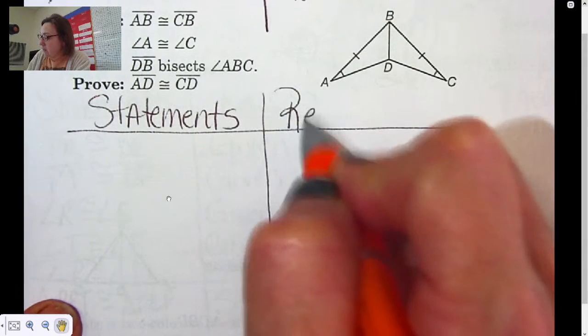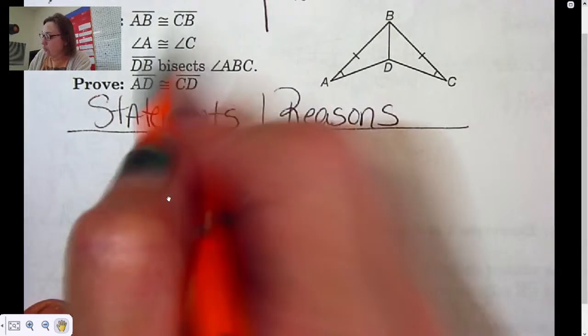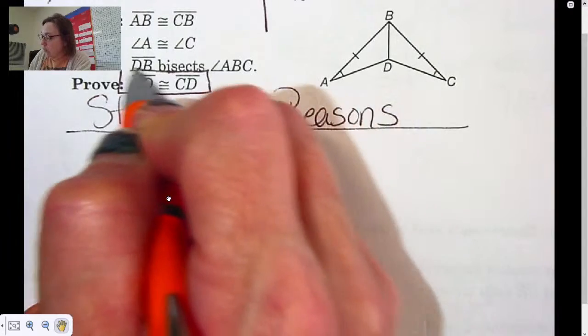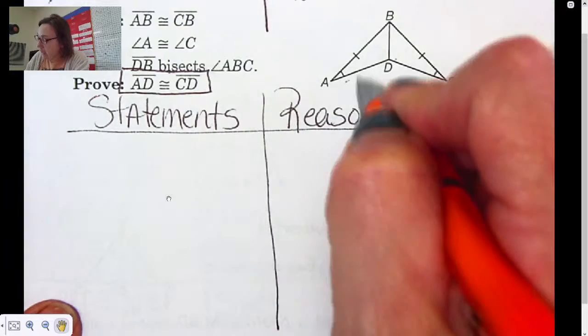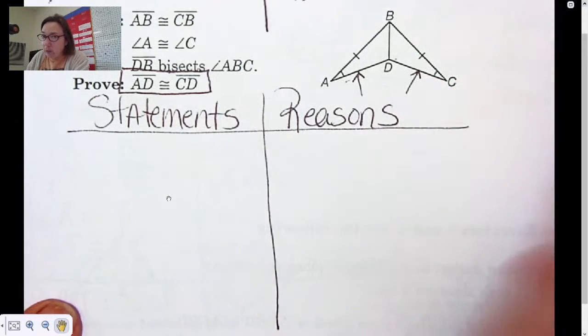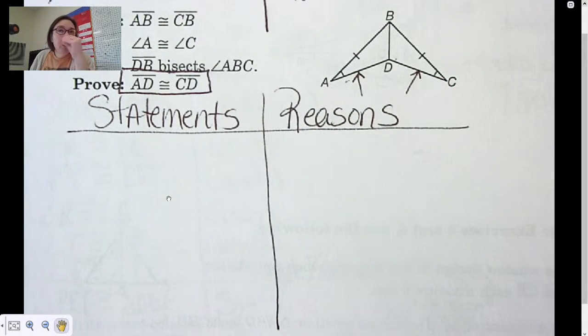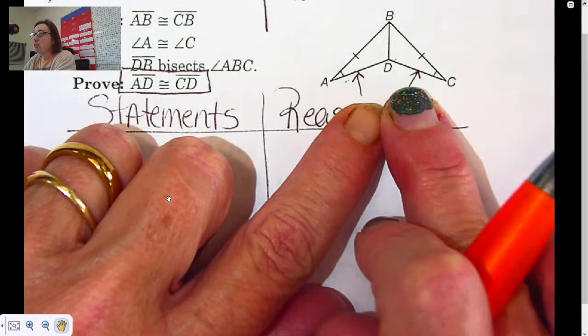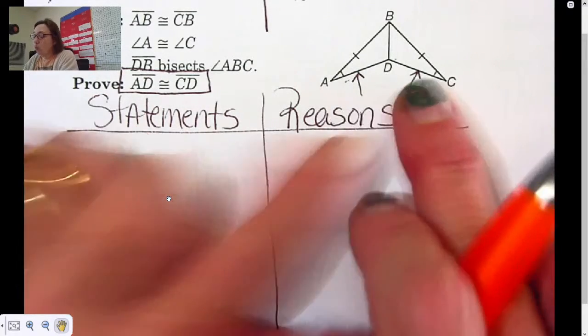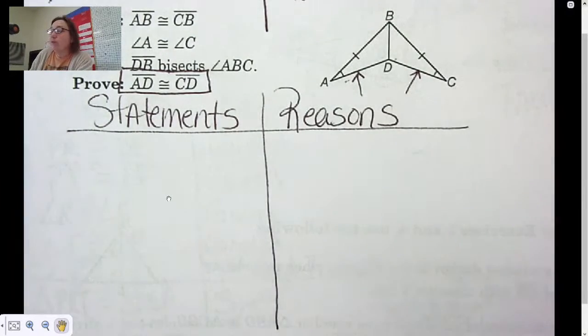Reasons on the other. Now let's look at what we are trying to prove this time. So this time we're trying to prove that AD is congruent to CD. Now those aren't triangles, but they're parts of triangles. So if we can prove that the triangles are congruent, then we can prove that all their parts are congruent, right? So we're going to prove the triangles are congruent first so that we can turn around and say, oh, hey, look. If these two triangles are congruent, then all their parts are congruent, right?